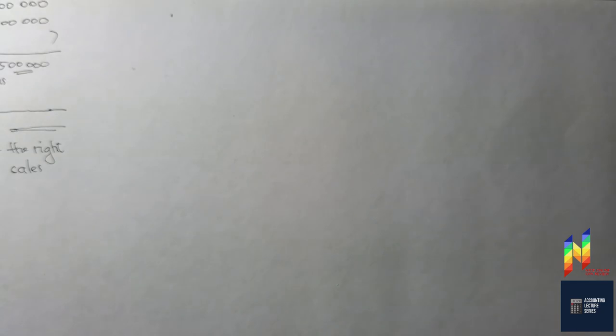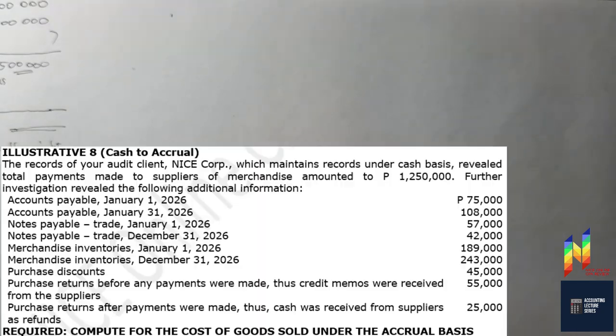Now, let's go to illustrative problem number 8. So, here what is being asked is the cost of goods sold under the accrual basis. The records of your audit client, Nice Corporation, which maintains records under cash basis, revealed total payments made to suppliers of merchandise amounted to 1,250,000. Further investigation revealed the following additional information.